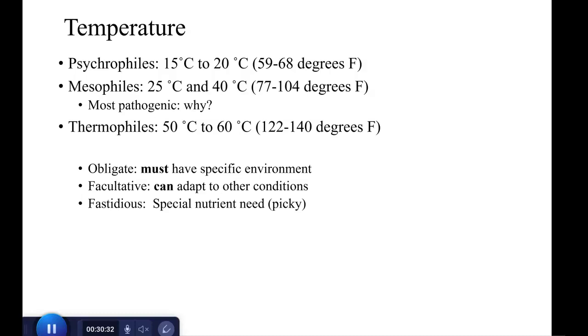So I mentioned my desert bacteria before. Now, thinking about the desert, it is very hot during the day. It's also cool at night. So I tested the temperature that they preferred. And most people, when I asked them what category do you think they would fall under, would say, oh, thermophiles. Obviously, they live in the desert. It's going to be hotter.